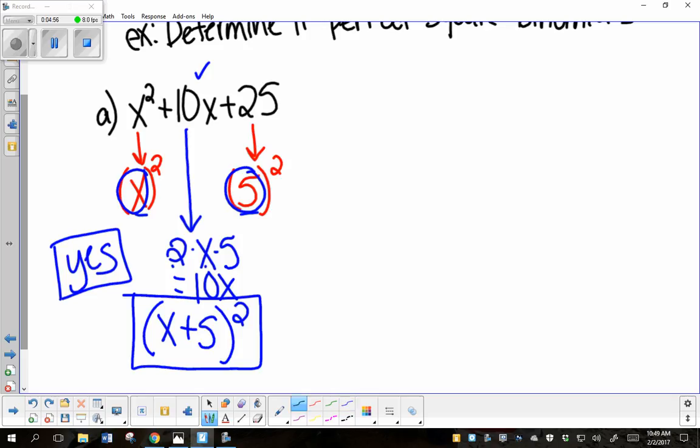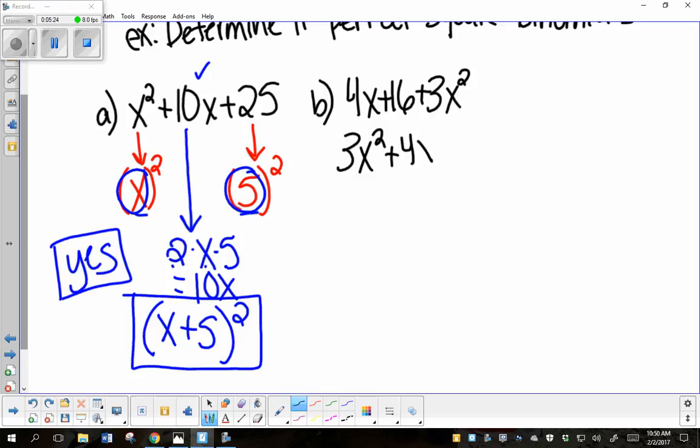Let's try another one. 4x plus 16 plus 3x squared. The first thing you always want to do when you're trying to factor is write things so that the powers, the degrees, go from greatest to least. So let's rewrite it so the 3x squared comes first, then the 4x, then the 16.